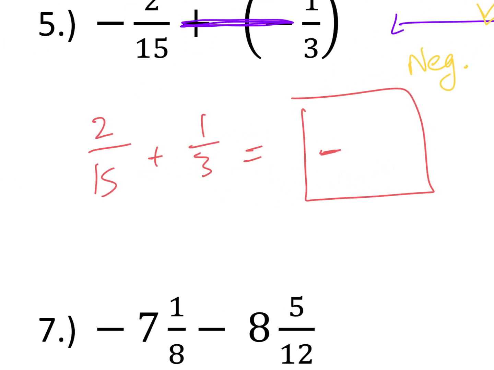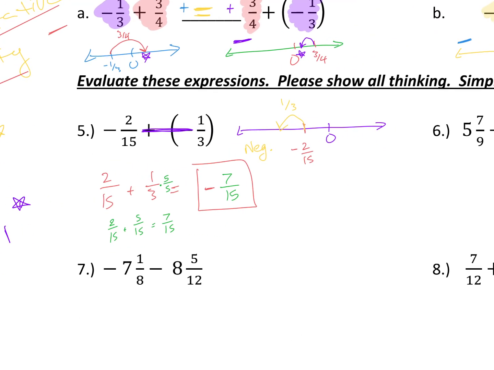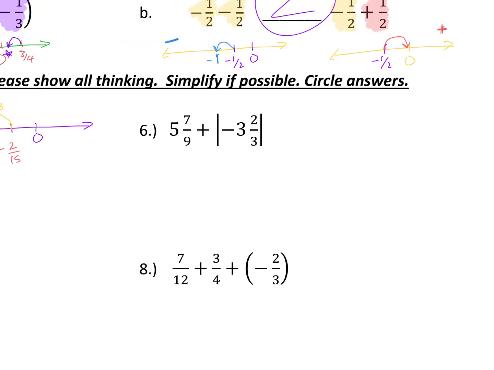Let's zoom in here and get our common denominator, multiply by 5/5. We have 2/15 plus 5/15 equals 7/15. I am here. That is 7/15. But what did we say? It was negative. So throw that negative in front of there. That's the answer, okay?